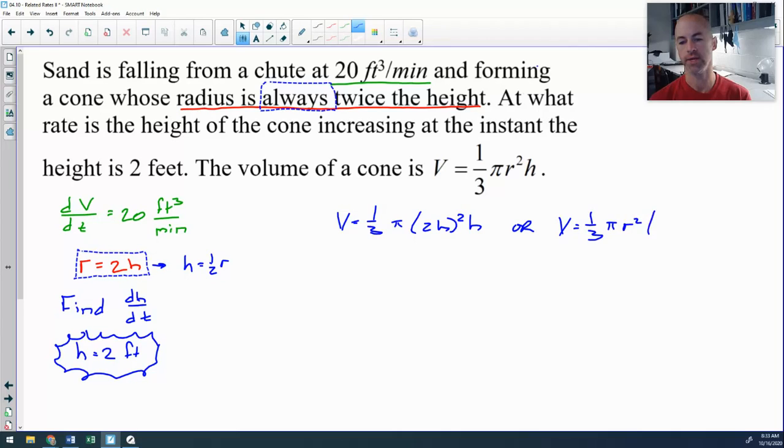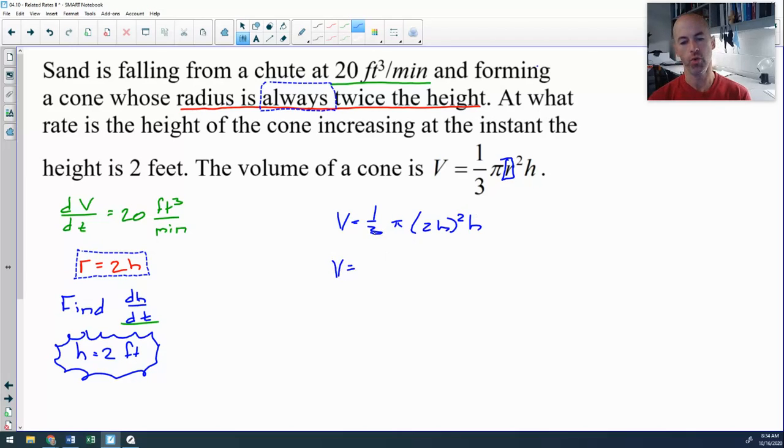Pi r squared times 1/2 r. The way we decide which one to use depends on what we are given and what we're asking for. The problem is looking for dH dt, so you want to keep h's in your volume formula. So while 1/3 pi r squared times half r could be used, I want to use the one with all the h's because I'm looking for dH dt. So I don't need this. I'm going to substitute 2h for my r.